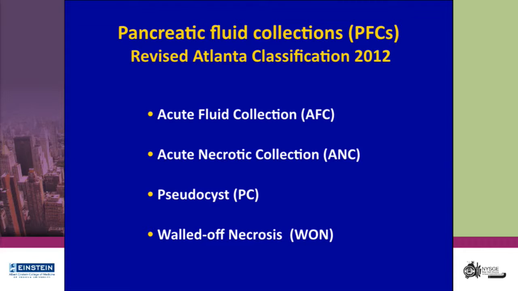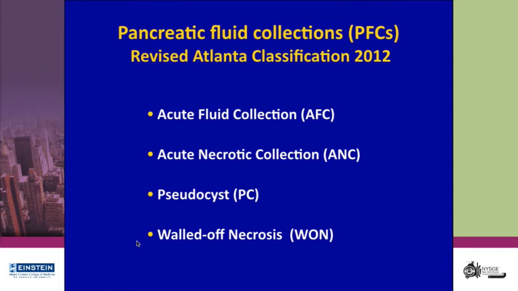So let's first talk a little bit about terminology, because it's important that we all speak the same language. Historically, we have used the term pseudocyst very loosely to describe any fluid collection in and around the pancreas. In 2012, the revised Atlanta classification was published, and this classification differentiates 4 distinct subsets of pancreatic fluid collections. First we have an acute fluid collection. Second, an acute necrotic collection. Third, a pseudocyst. And fourth, walled-off necrosis.